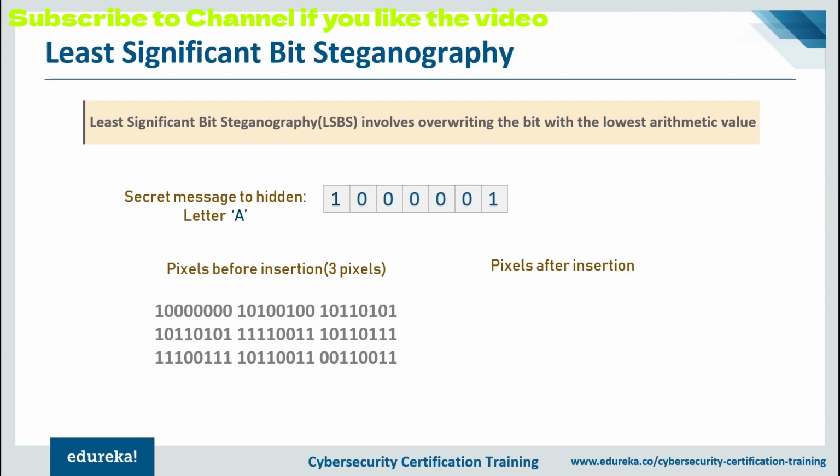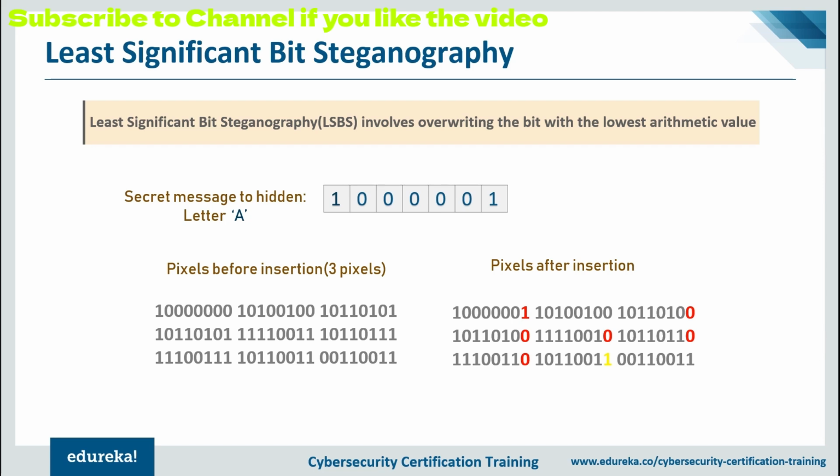So as you can see, I have replaced the 0 with this 1 here. So as you can see, 0 is replaced with 1. And then I have 5 zeros followed by 1, which is already 1, so I'm not replacing anything here. So as you can see, all the color bits have been replaced here.